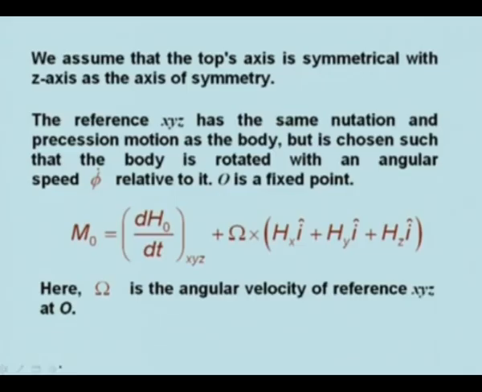O is a fixed point, then M0 is equal to dH0 by dt in XYZ plus omega cross H, where H is Hx i plus Hy j plus Hz k. Here omega is the angular velocity of the reference XYZ at O.